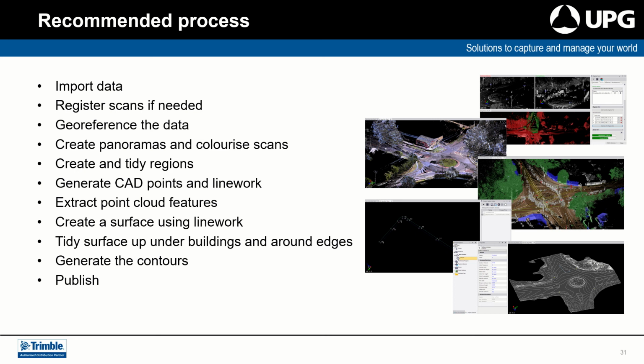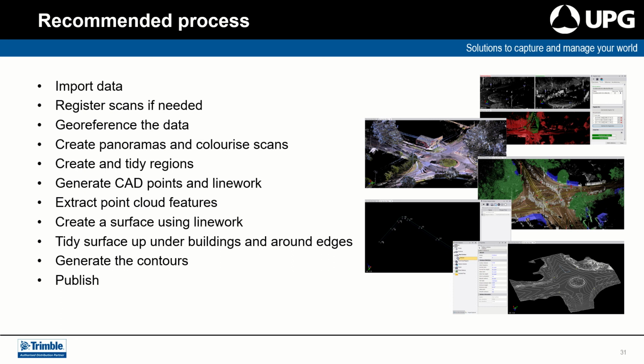Once you've classified the regions, it's then easier to generate the CAD data because you can turn off, say, the default region and get down to the specific data that you're looking for to allow you to process that CAD line work. Generating the CAD points and line work can be done simultaneously or independently to the extract point cloud features. There's no one or the other tool. You can do one and then the other and then flip backwards and forwards as needed. So don't feel you have to do it in that specific order.